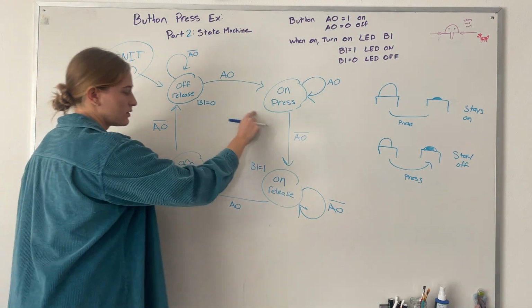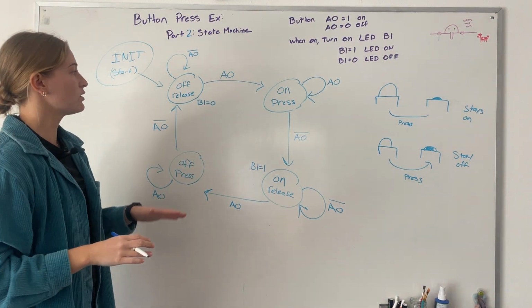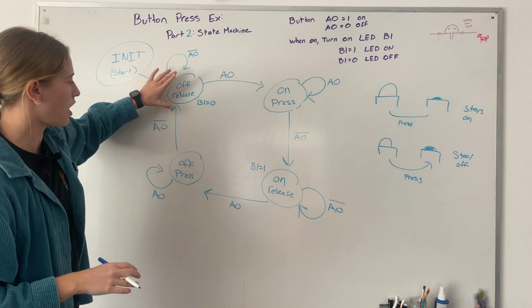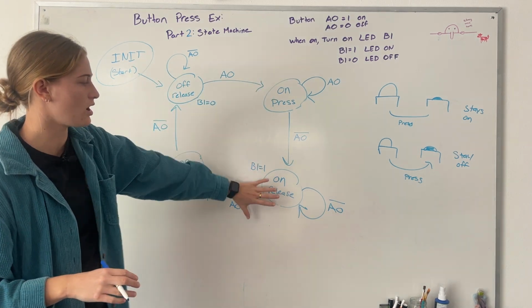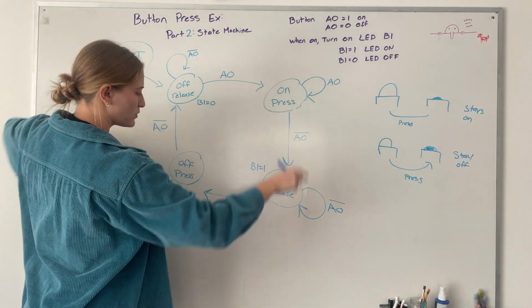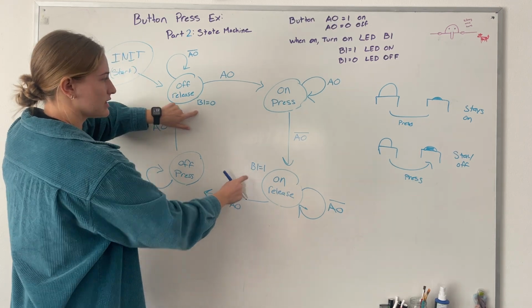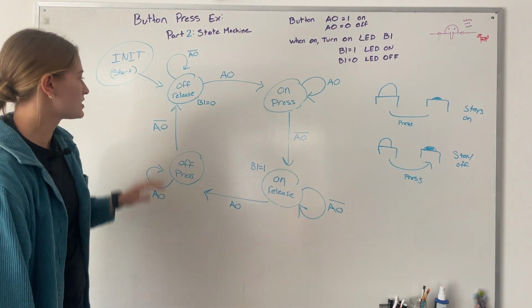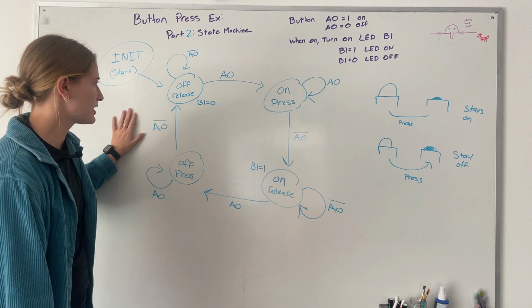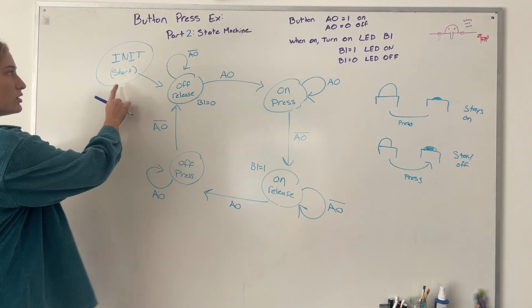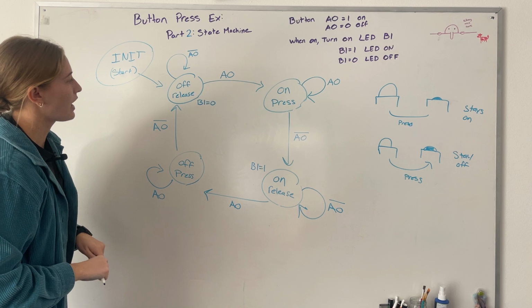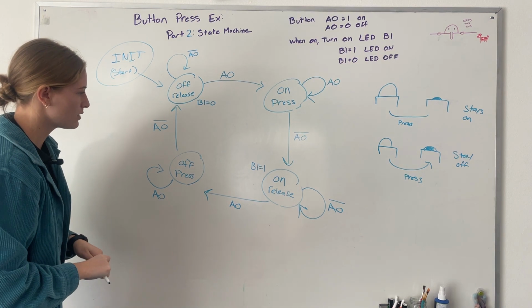That's what this means. You can notice that it comes out to be almost symmetric. You've got your off release and off press, your on press and on release. You've got your self loops on all of them. You've got your outputs on the diagonals. This is a very simple button press. It's got 5 states if you include the start. And that's the state machine for a button press.